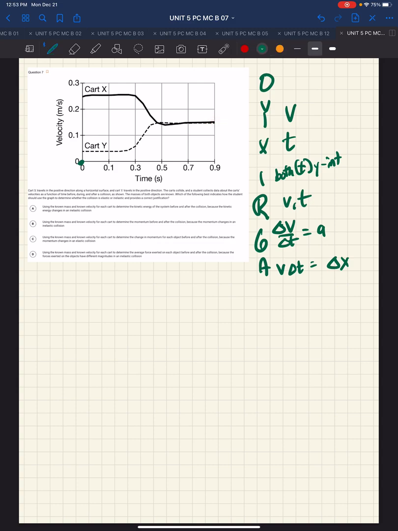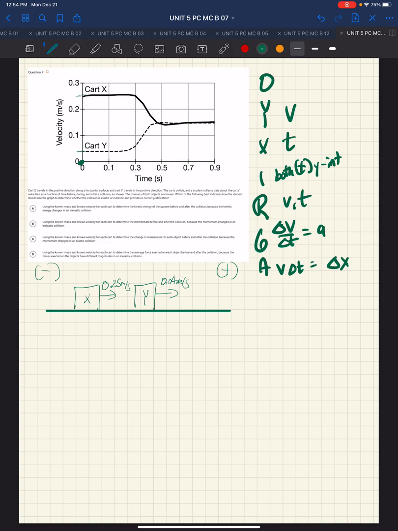So we know we have a cart x traveling in a positive direction. So let's draw this. Positive direction, negative direction. Cart y travels in the positive direction, which makes sense. Both of them have positive velocities. And reading off the graph, we can see that cart x has 0.25 meters per second. And we might say that cart y has about 0.04 meters per second. We can read those values right off the graph, 0.04 and 0.25.